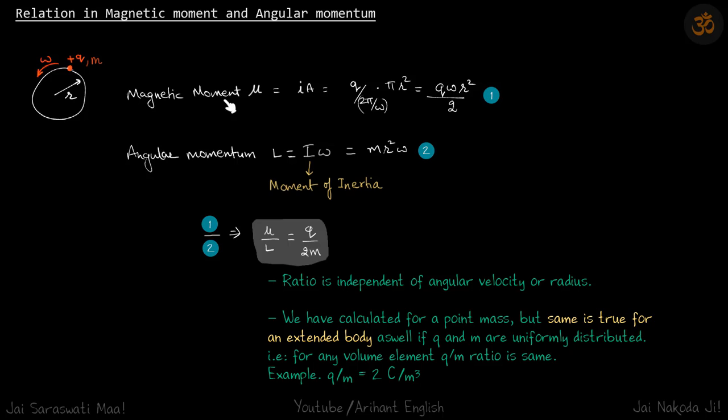So we'll calculate its magnetic moment, which is I A. I is current. So current is q by time period, 2 pi by omega. Area is pi r square. So you will get mu.